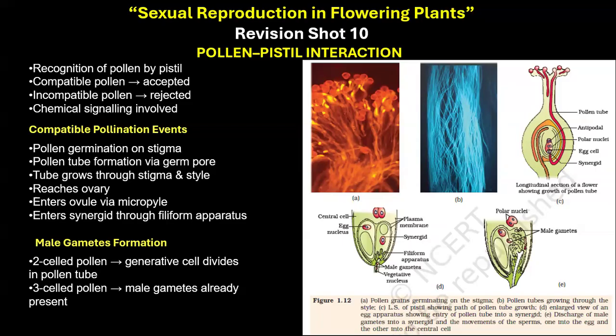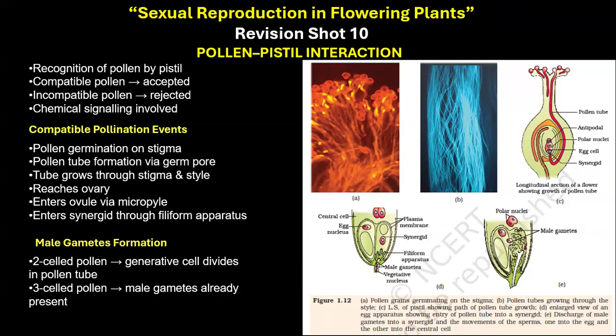Hello, my dear students. Today we are going to discuss one of the important topics asked in CBSE exams many times: pollen-pistil interaction. Pollination does not always guarantee fertilization. The pistil can recognize whether pollen is compatible or incompatible through chemical signals and then either accepts or rejects it.